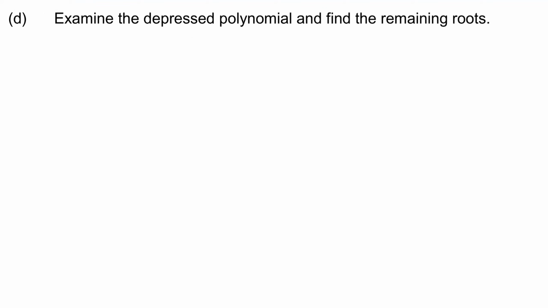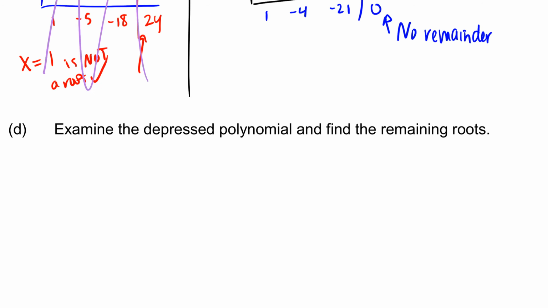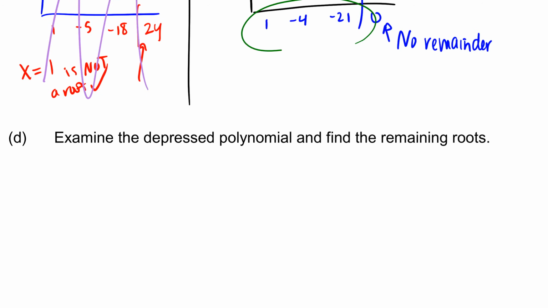All right. And lastly, part D, right? So it's scaffolding. All of this is the same problem. Now, we want to examine the depressed polynomial. What the heck is a depressed polynomial? It's not sad. It is the... If I would write this out, I would have x squared minus 4x minus 21. This is the depressed polynomial from our synthetic substitution. Since x equals 2 is a root, it goes evenly. This is what remains once I divide by the factor of x minus 2.